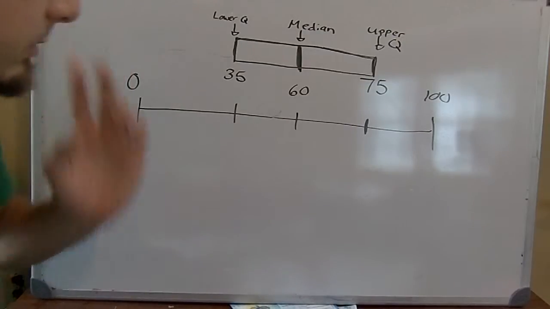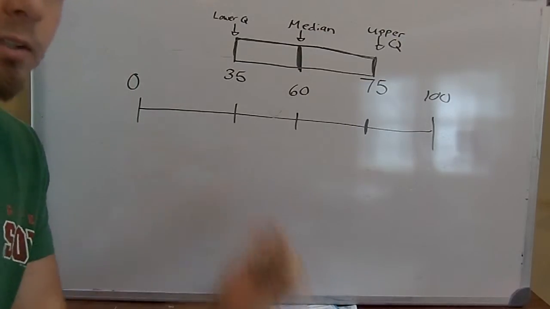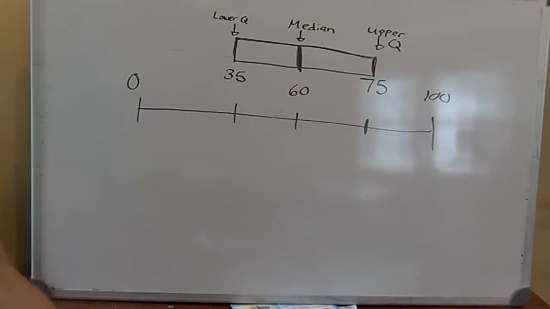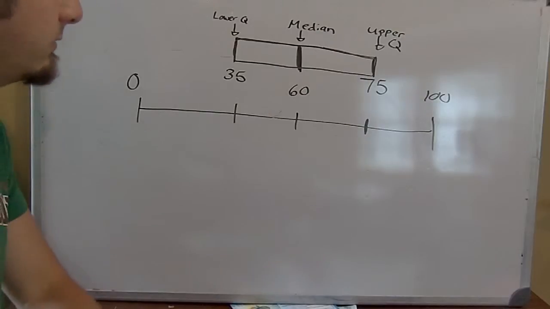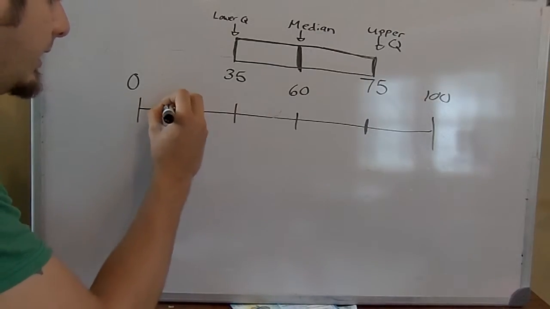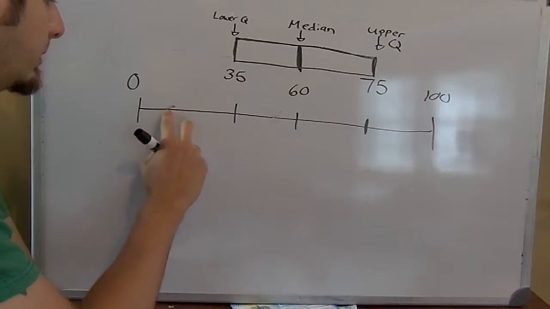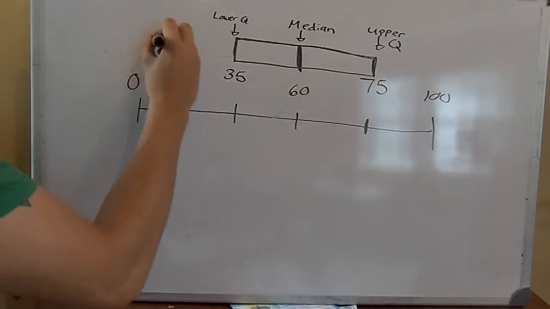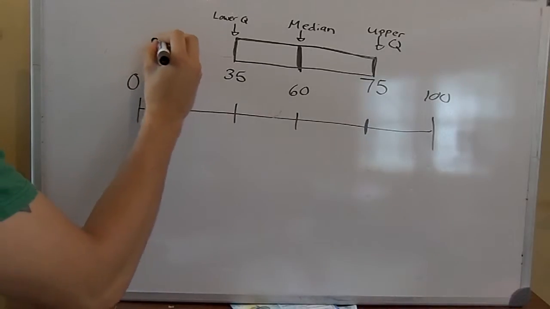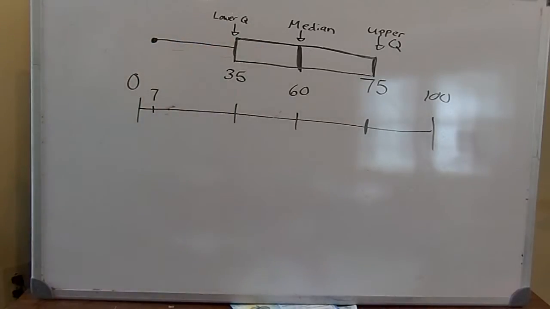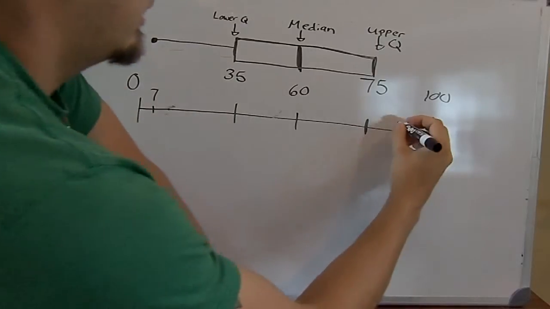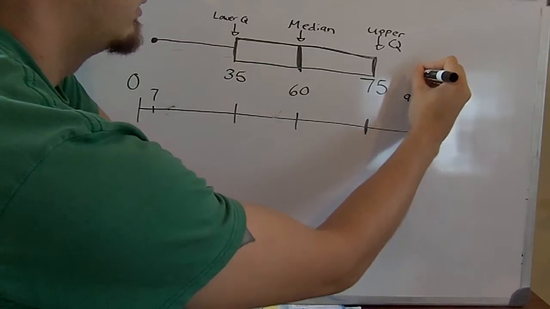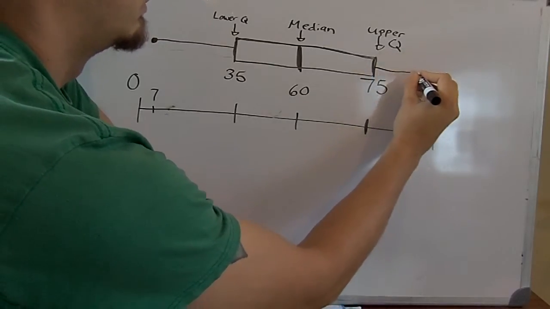Now, the whiskers are simply the lowest data value and the highest data value. So if the lowest number in your set of data is, let's say, 7, we'll make a little dash over here at 7. Then you're going to put a dot above the 7 and draw a line up to the lower quartile. Let's say your highest piece of data is at 90. So here's the 90, the dot, and the whisker.